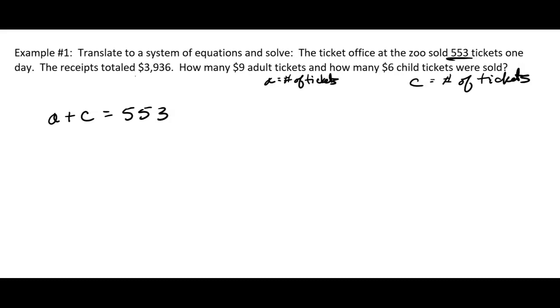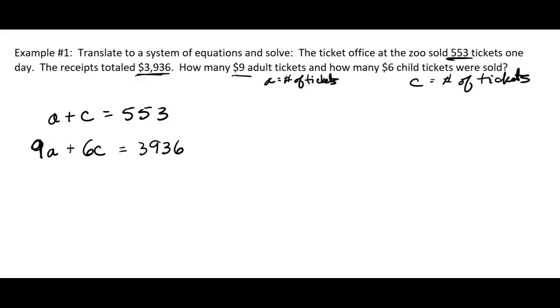The second equation is going to have to do with the money part. Each adult ticket was $9. So 9A would tell you how much money you have coming in from the sale of the adult tickets. And then 6C will tell you how much money you have coming in from the child tickets. Together, they brought in a total of $3,936.